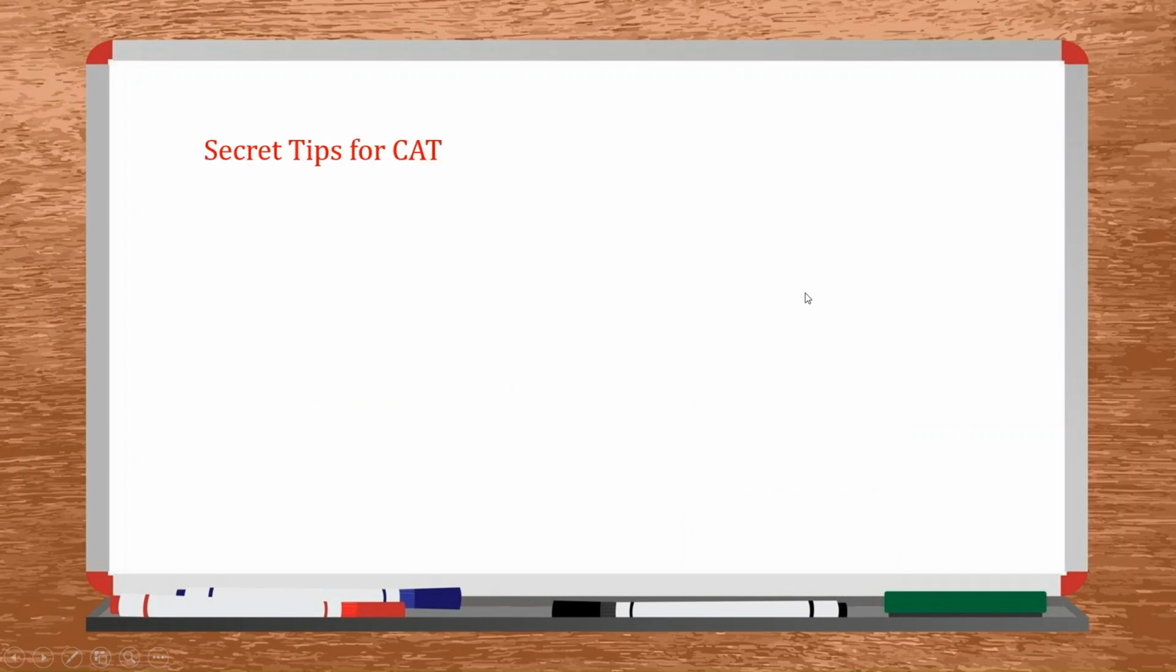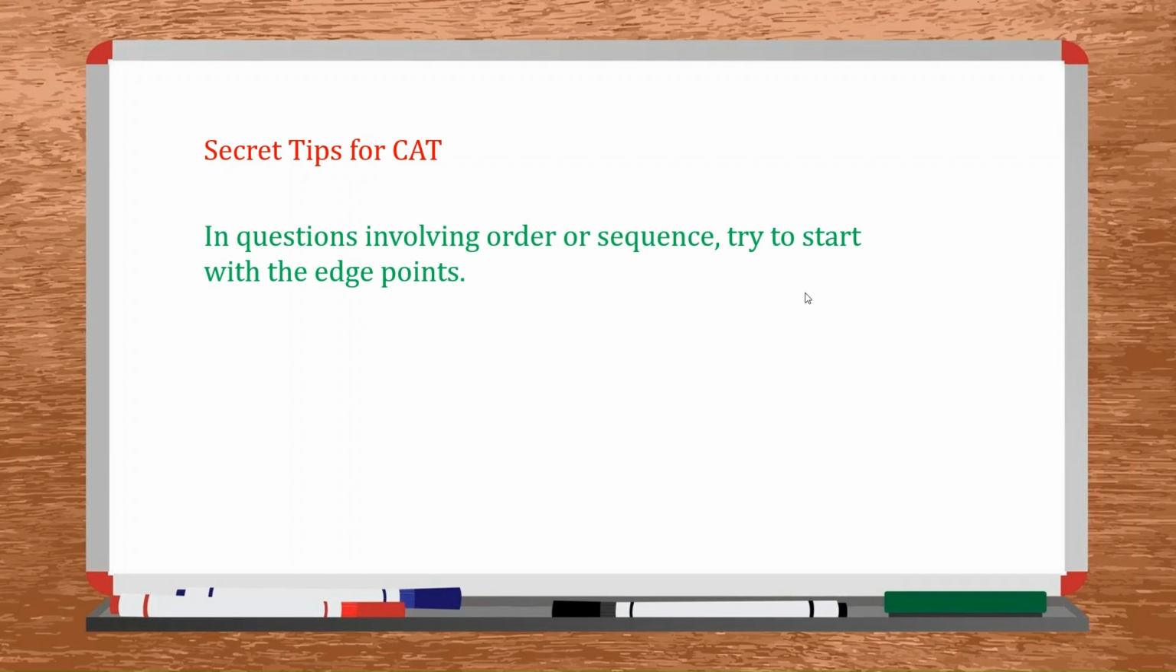So what are the secret tips, or the points to remember from this problem that we can note down? First is, whenever you're trying to solve a question which has an order, which has a sequence of numbers, always try to start the problem with the edge points. That will help you narrow down the problem faster and solve it faster.